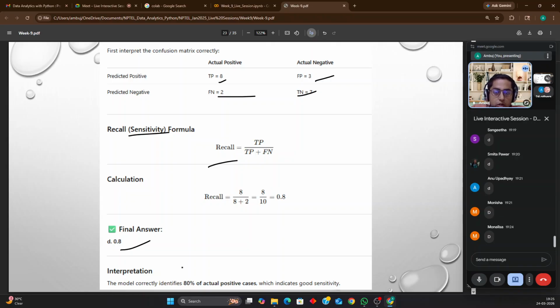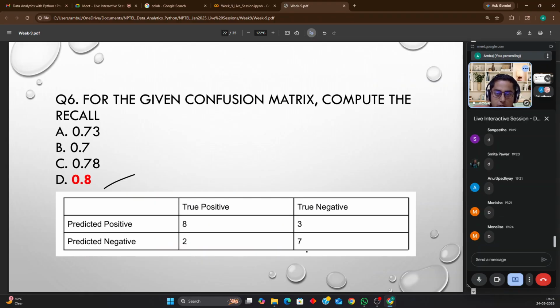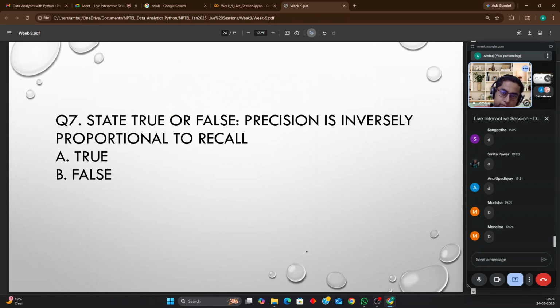So what is the meaning of recall as 80%? 80% of the actual positive cases it has identified correctly. Okay. So it is having a good sensitivity. That is the meaning. And it would be 80%, 0.8. It would not be your 0.78, it would be 0.8.